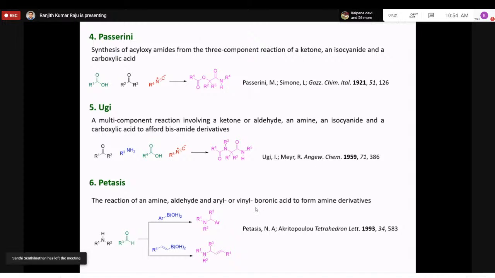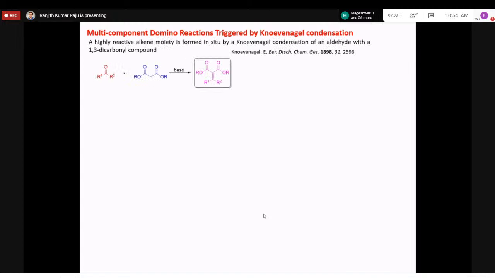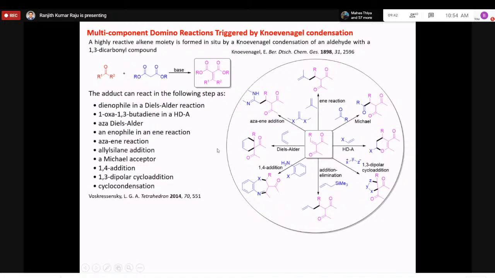but not in the category of the multi-component domino reactions, but it is. Now we are going to focus on the multi-component domino reactions, which are triggered by the Knoevenagel condensation. Yes, Knoevenagel reaction is a well-known reaction. So it leads to an important, very reactive intermediate. And this alpha-beta unsaturated system can be used as a reactant, or it can be generated in situ. If it is generated, it can be used for several other reactions, starting from the ene reaction, or the Michael addition, or the hetero-Diels-Alder, or the Diels-Alder for that matter.